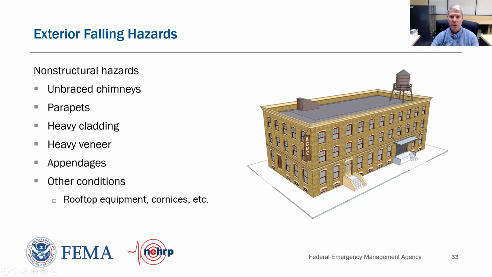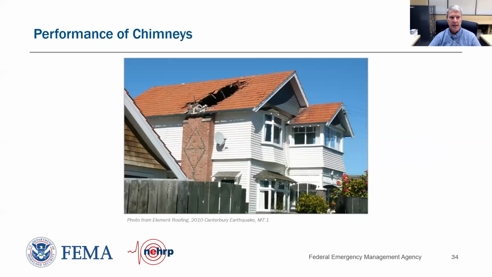Again, we don't score non-structural component hazards. We flag them for attention later on, but it doesn't affect our score. And we can have other conditions such as appendages on the building, rooftop equipment, or cornices that could possibly fail and fall off the building during strong shaking. So chimneys are a very classic example of non-structural component failures that we like to identify using the 154 procedure.